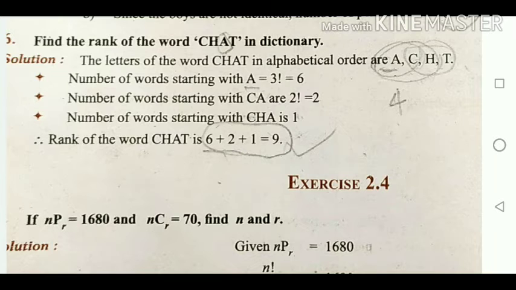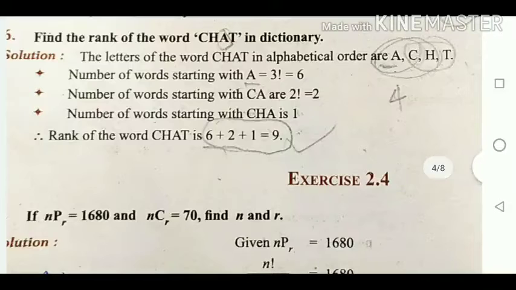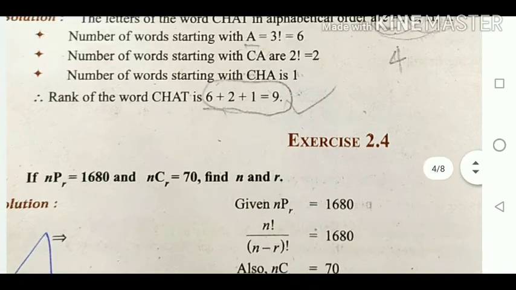Number of words starting with A is 3 letters. In dictionary, 3 factorial words are there. So if you see the dictionary, you are getting 3 factorial, that is 1 into 2 into 3, that is 6. The number of words starting with CA, that is after A you are going to C, CA are 2 factorial, that is 2. Then the number of words starting with CHA, that is CHAT, CHA is 1. So, rank of the word CHAT is 6 plus 2 plus 1, you are getting 9. This is also an important question asked in 2 marks, sometimes also in 3 marks.